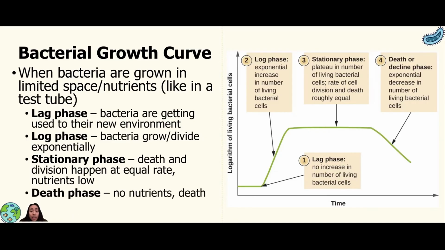Now, once there are no nutrients at all, and it's not just the nutrients, but also the amount of toxins and waste products that are being produced. So as the bacteria are growing, they're producing waste products. And again, we're in this limited space with limited nutrients. So once we start running out of nutrients and there's too much toxic waste products accumulating in the test tube, then the bacteria start to actually die. And so that is the death phase in the bacterial growth curve.